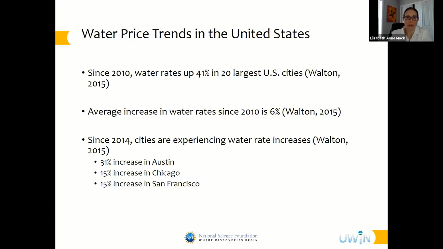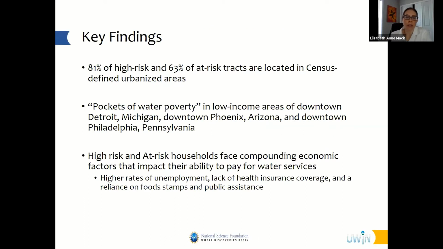Much higher than inflation. So some of the key findings from this piece: we divided census tracts in this analysis into two categories. Those at high risk, which means it's potentially very difficult for consumers in these areas right now to afford water prices at their current levels. And then we also said, based on the information I just showed you on the last slide, if water prices go up about 6%, to what extent are people at risk for not being able to afford water in the future?